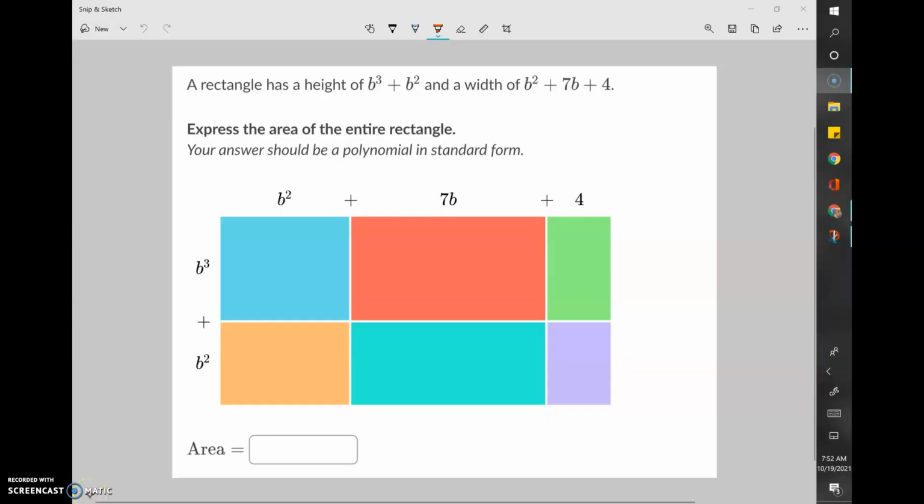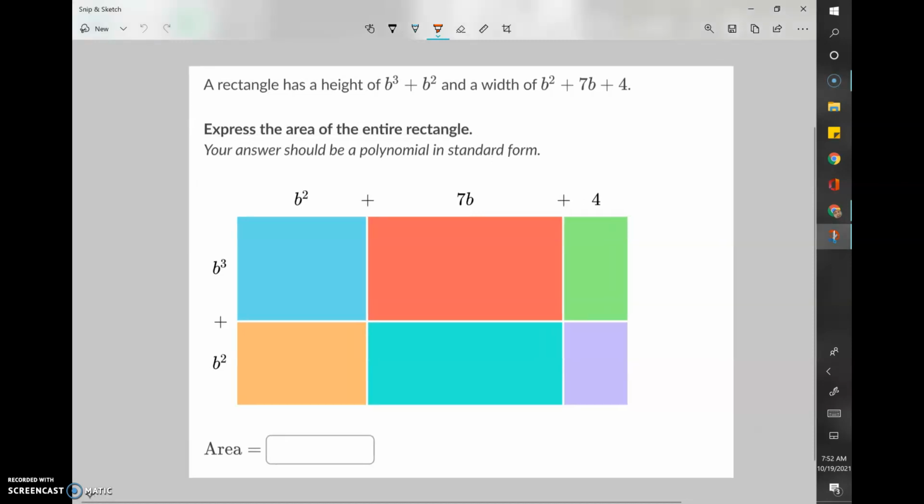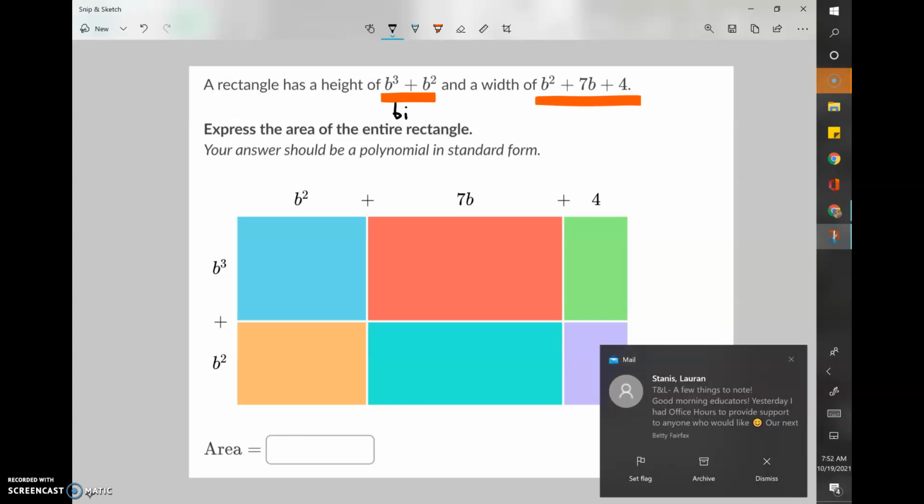Alright, here we have this example where they ask us: a rectangle has a height of b to the third power plus b squared and a width of b squared plus 7b plus 4. So we've got right here a two-term polynomial and a three-term polynomial. A two-term polynomial is called a binomial because there's two terms, two things being added, and a three-term polynomial is a trinomial.